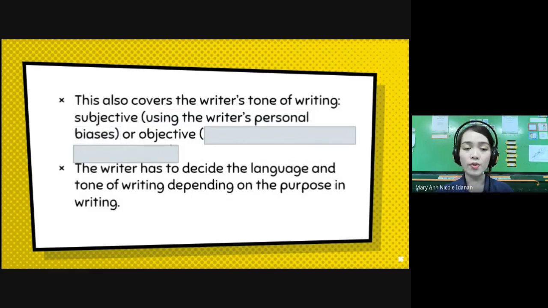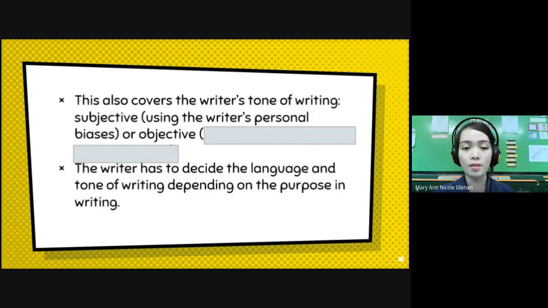So if you are writing in a subjective tone, you're going to include your own perspective, your own insight, your own opinion about that issue or topic. So this is what you're going to use if you are persuading your audience or if you are writing for a persuasive purpose. And the other one is the objective, so they are opposite.